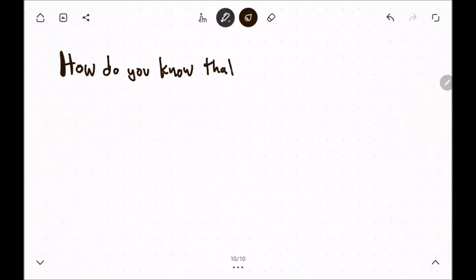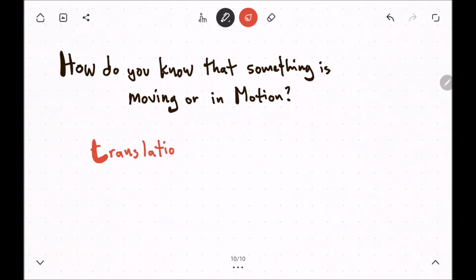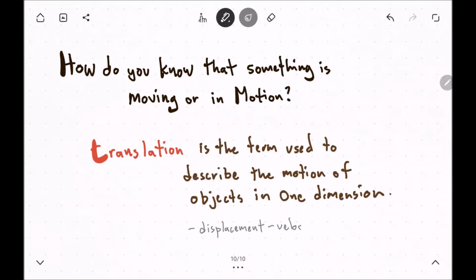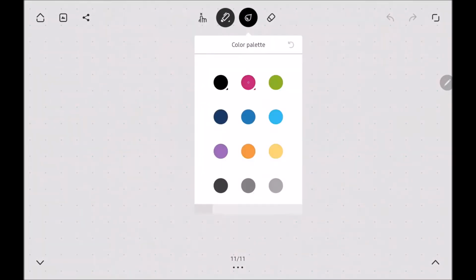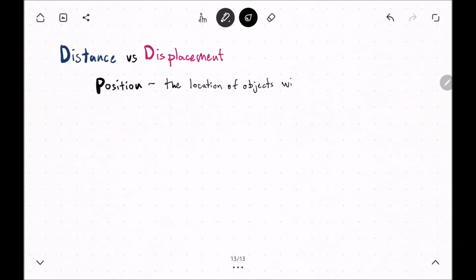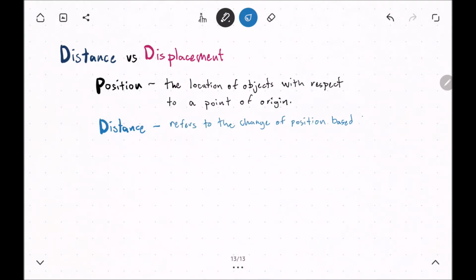How do you know that something is moving or in motion? Translation is the term used to describe the motion of objects in one dimension. Motion may be displacement, velocity, and acceleration. We talked about quantities in the past, and as we described, there are two types of it, and displacement is a vector. To determine if an object was set into motion, we have to compare its position or the location of the object based on a reference point.